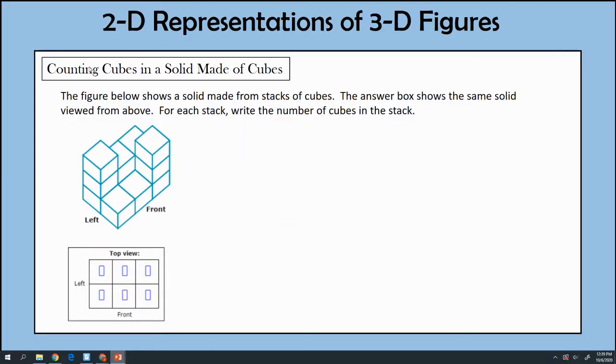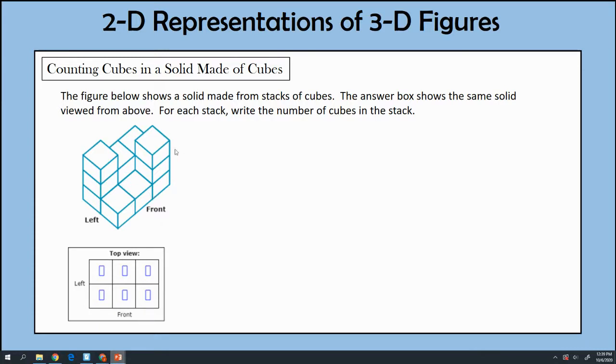Okay, so first of all, this first example is more of a perspective and being able to look at a shape and kind of think of it from different angles. So it says the figure below shows a solid made from stacks of cubes. The answer box shows the same solid viewed from above. And for each stack, write the number of cubes in the stack. So, we're supposed to fill this out down here by looking at this.